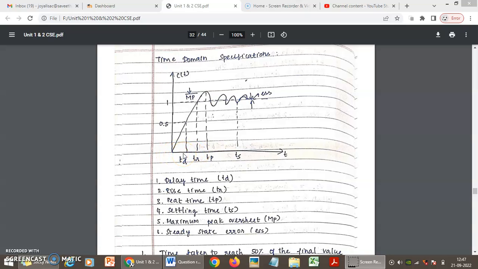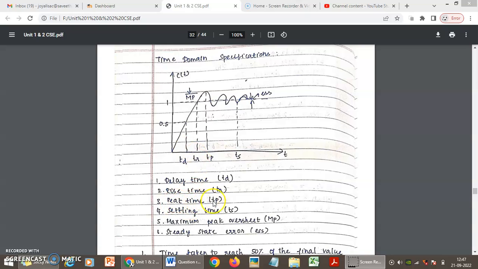But the time taken for rising varies. This rise time varies for an underdamped system, and it is also different for an overdamped system. For an underdamped system, we take it from 0 to 100%. For an overdamped system, we take it from 5 to 95%. We don't take 0 to 100. For that, we take from 5 to 95%.